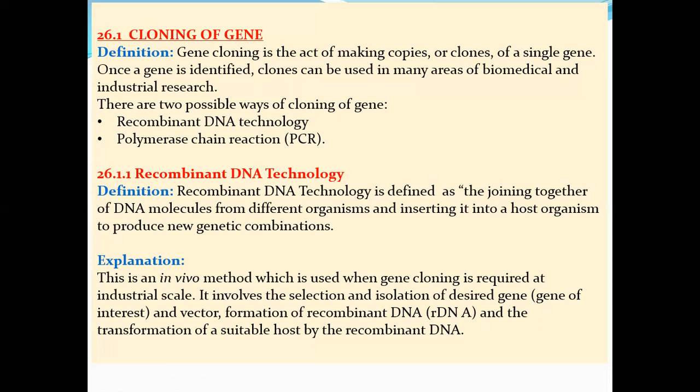by biotechnology techniques. So first of all, there are two major possible ways of gene cloning. Number one is recombinant DNA technology. Recombinant DNA technology is actually the joining of DNA molecules from two different organisms. One is the donor and the other is the recipient, and we will insert that gene into the host organism, and then we will obtain genetic recombinations or genetic combinations.